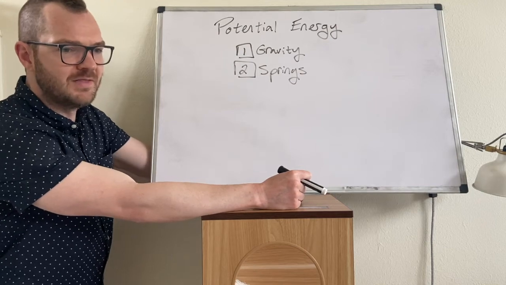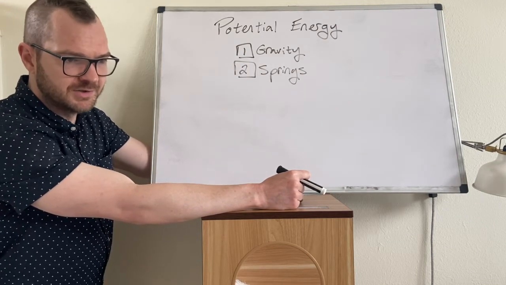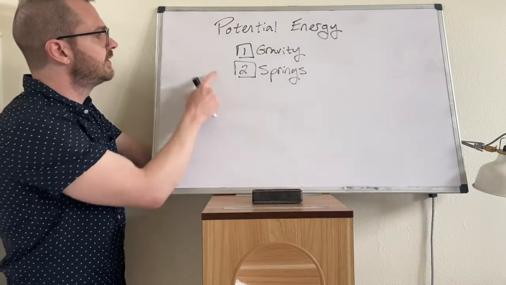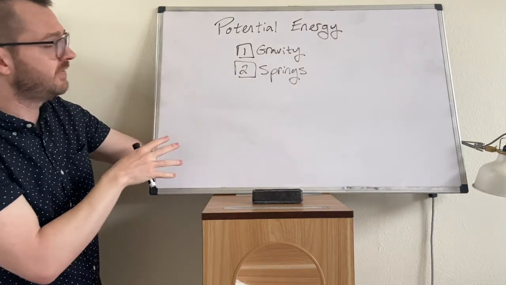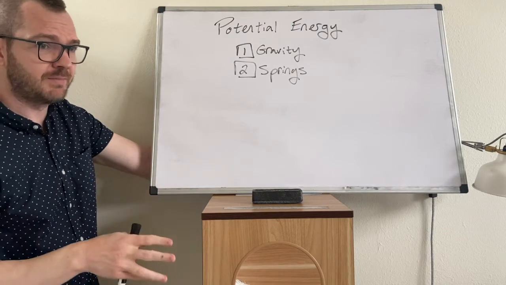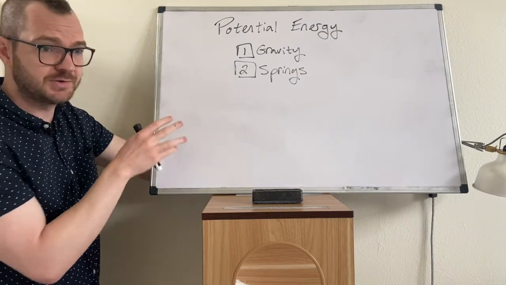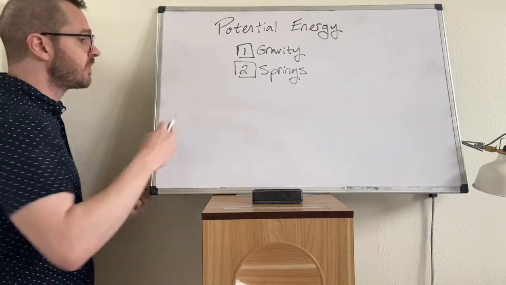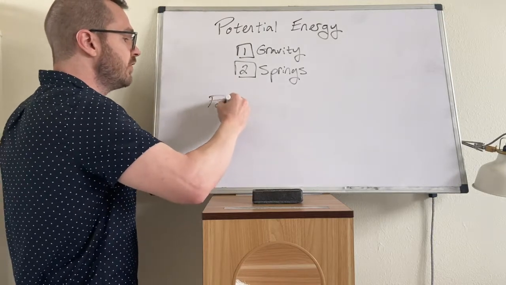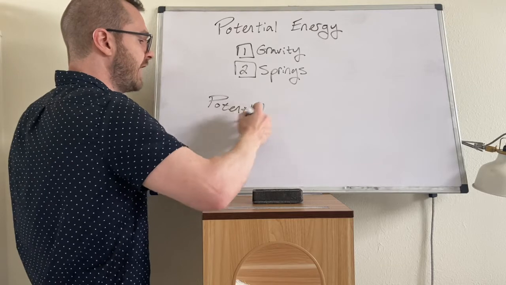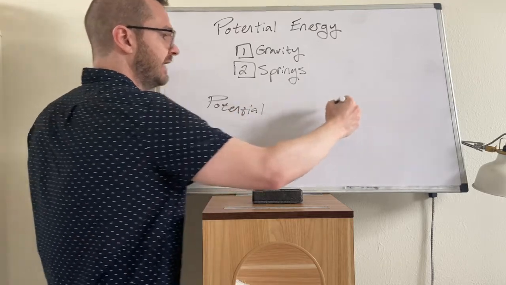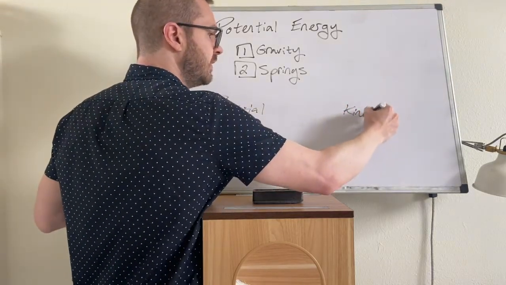Hi everyone. In this video we're going to talk about potential energy, specifically the potential energy associated with gravity and springs. Before we jump into these derivations though, let's talk briefly about the connection between potential and kinetic energy. We know that all energy falls into the two categories of potential and kinetic.